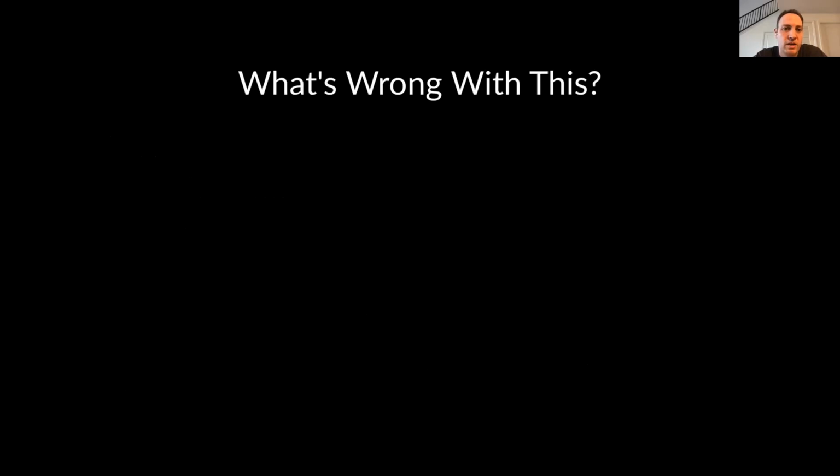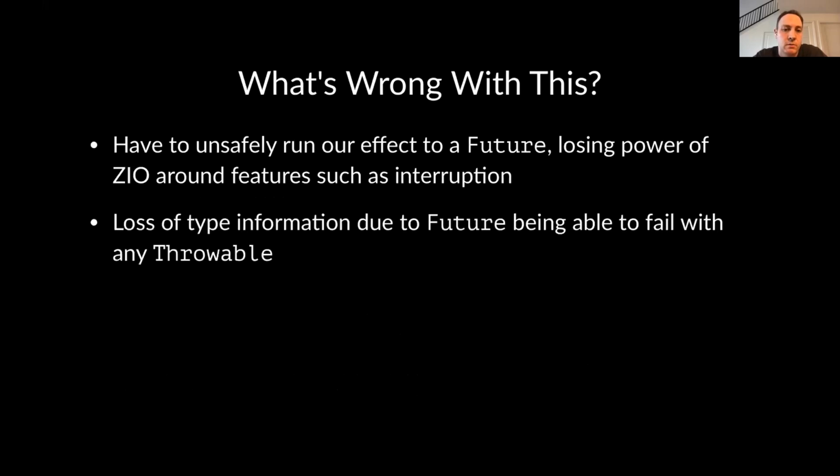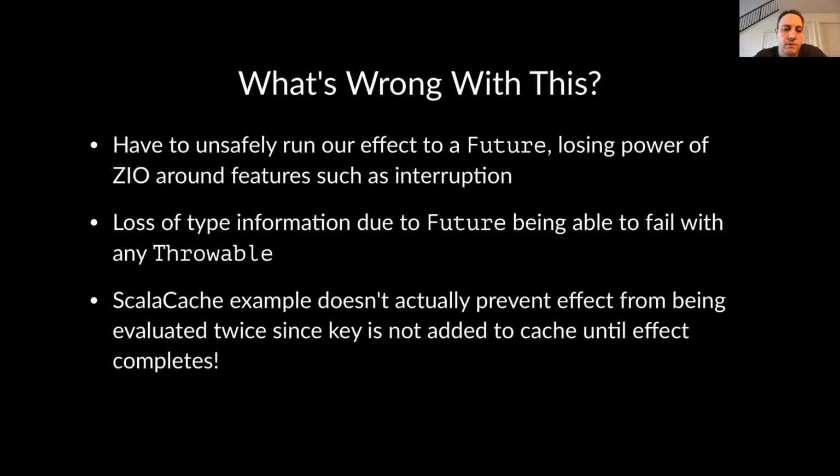So to summarize, what are we missing here? Well, we had to unsafely run our effects to a future, and so we lost a lot of the power of ZIO around features like interruption. We lost type information about the way that these effects could fail because we just went back to having things be Throwable. In the ScalaCache case, we actually had an issue of not really getting the behavior we wanted under concurrency because of when the key got added to the cache.